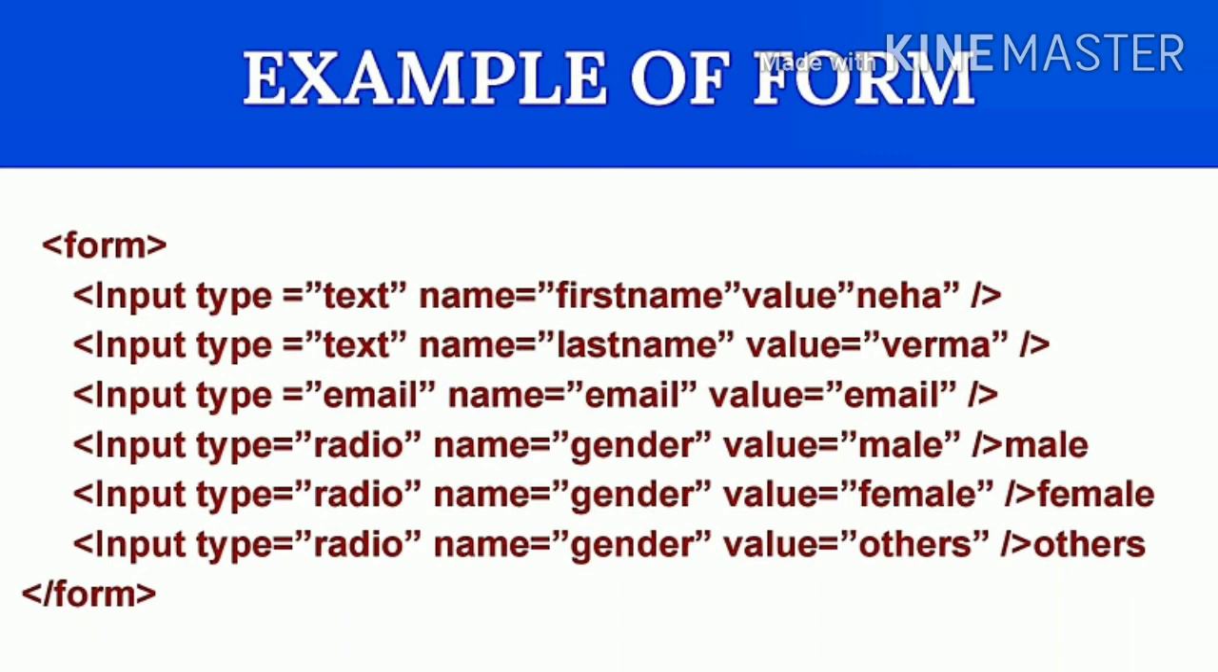Another is email. If you want to specify the email box in your form, then you can give the type of the input as email, specify the name of the input as email, and also give the value of the email. Further, I describe the radio button. So you can see that I give different types of input elements in a form. Now we see the output of these input elements in our web page.